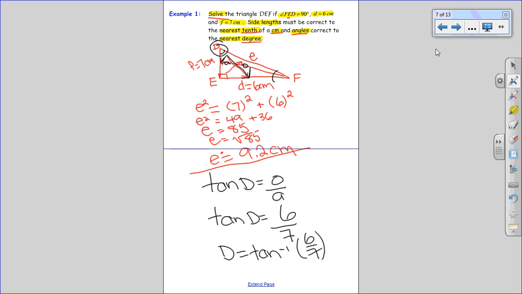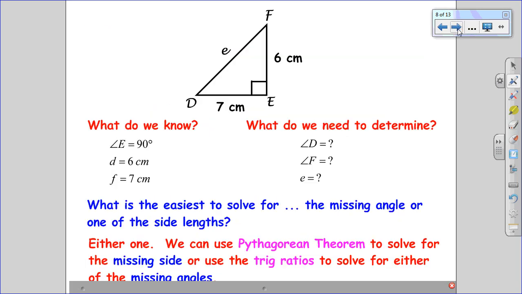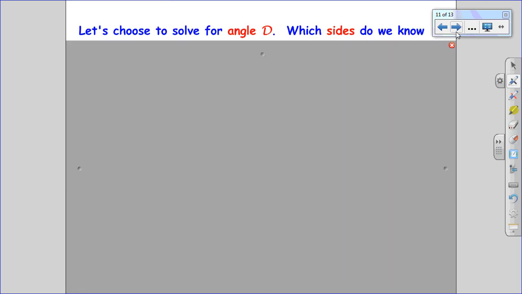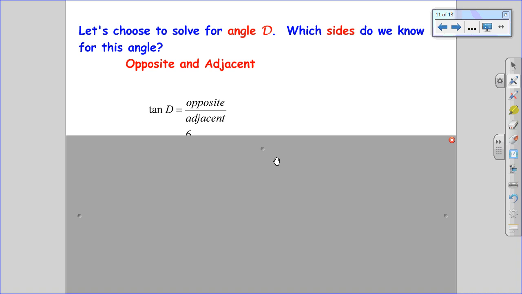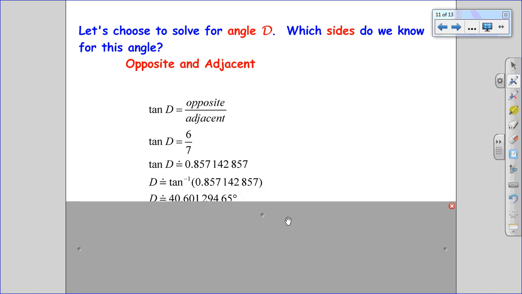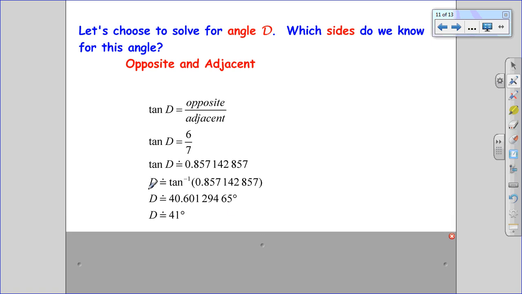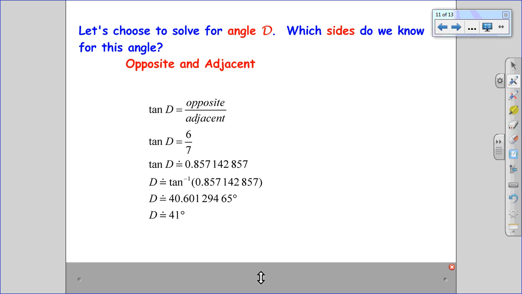So again, I can get my handy dandy calculator out, and hopefully I solve for angle D in this so I have the answer. I did. Once I get my handy dandy calculator out, it's 40.60 and so on. Notice I've put a dot above my equal signs because I've rounded. Notice I've got D equals everywhere because I solved for D. Once I started using the calculator and did the shift tan on my calculator, I was only solving for angle D. So D is 41 degrees.